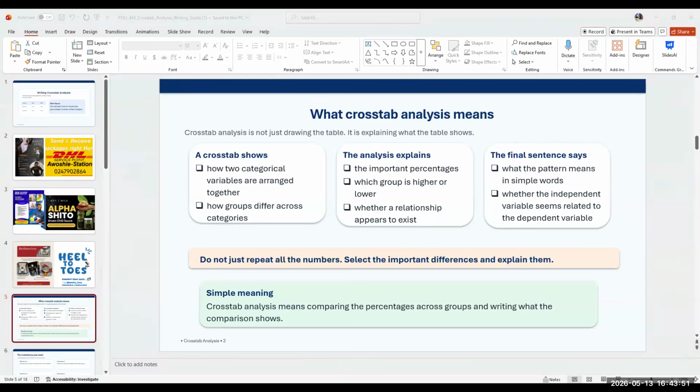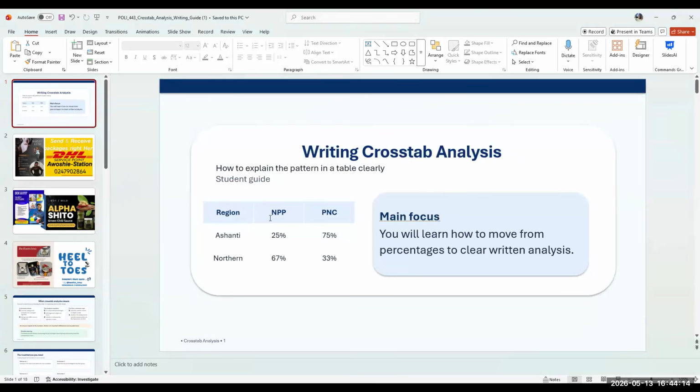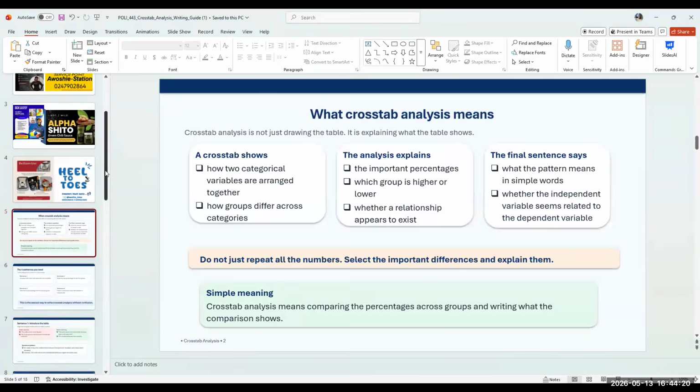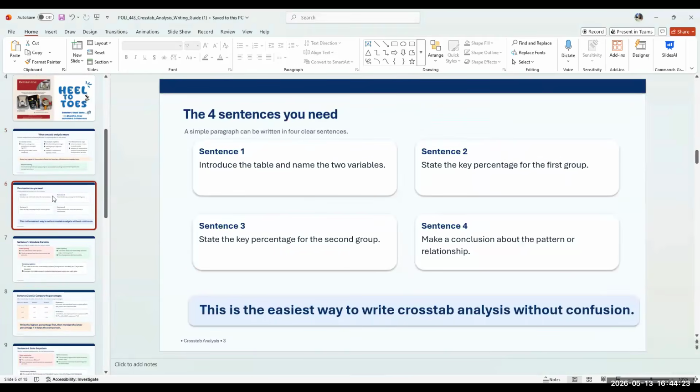So, a simple meaning for this is that a crosstab analysis means that you are comparing the percentage across groups and writing what the comparison shows. After you're done with the analysis, you ask: if I'm looking at this table, what does it mean? What is it showing? What is it telling me? We are going to look at some of these in our subsequent slides, and I'm going to show you how some of them come in analysis.